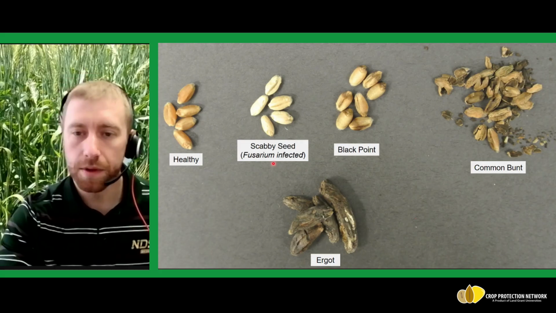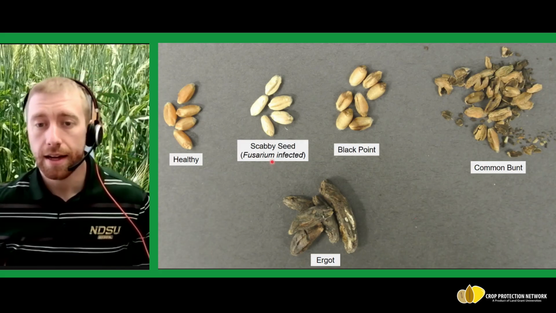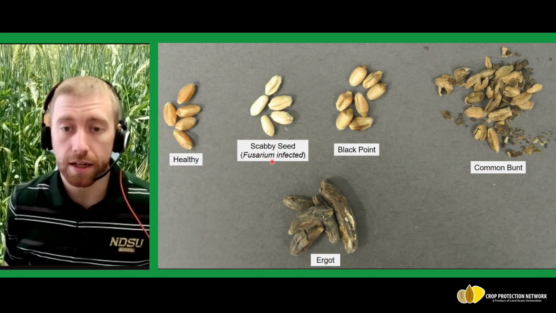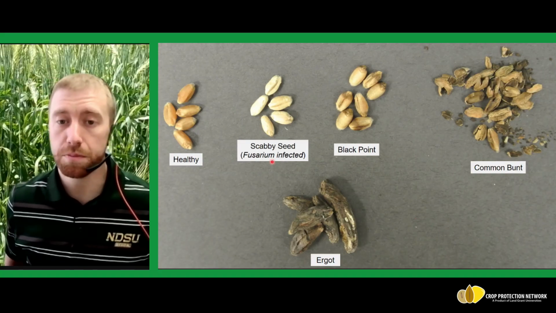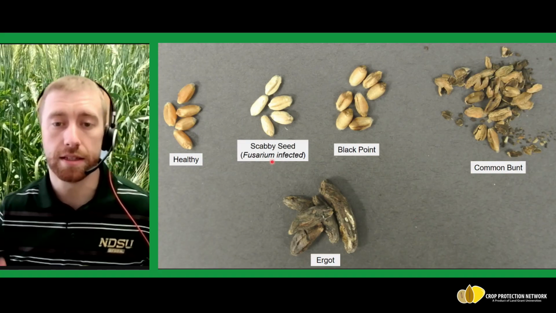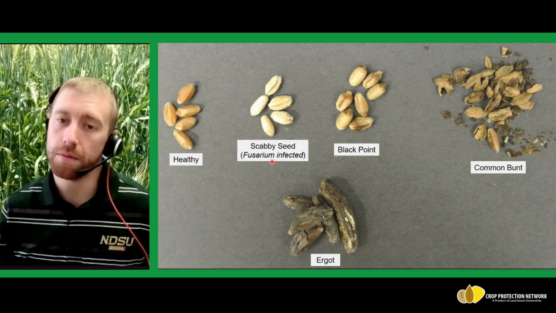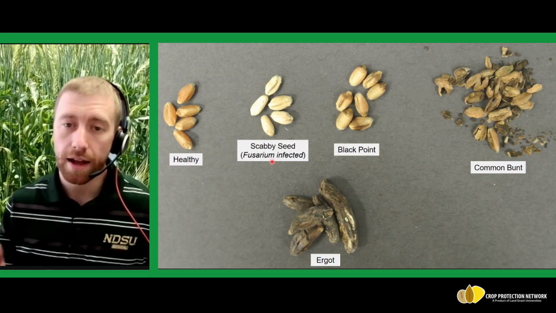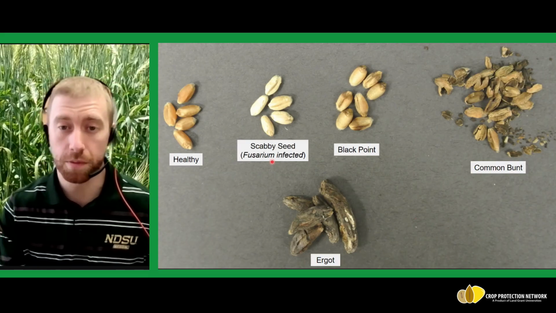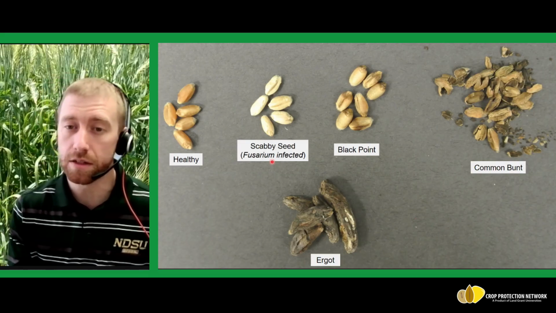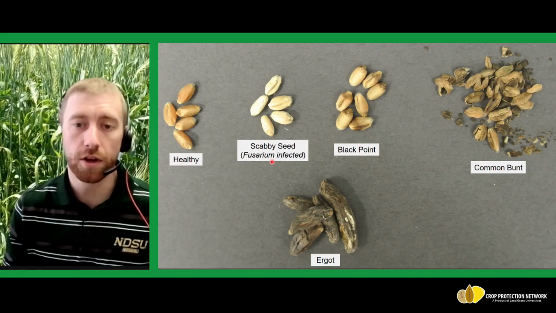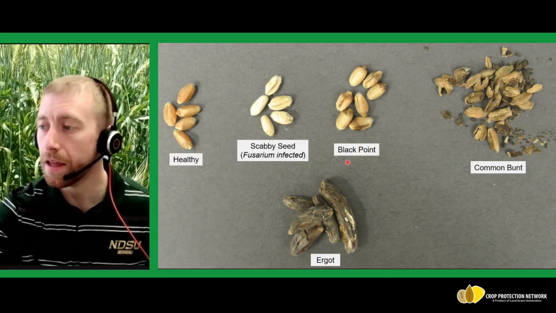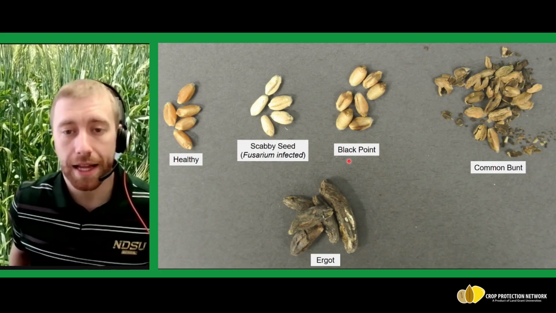The first one is scabby seed or Fusarium infected seed. Now, this is a result of a disease that impacts the head, Fusarium head blight. So we won't go into the head part of this, but the idea is when you have scabby seed, it's lifeless, it looks chalky. Some cases you can have red or pink hues to it, which is more or less the Fusarium fungus. And this disease can impact germination and can lead to seedling blight. So something to keep on a lookout. Again, if you had a field with Fusarium head blight, it's likely you're going to be seeing this in the seed lot.